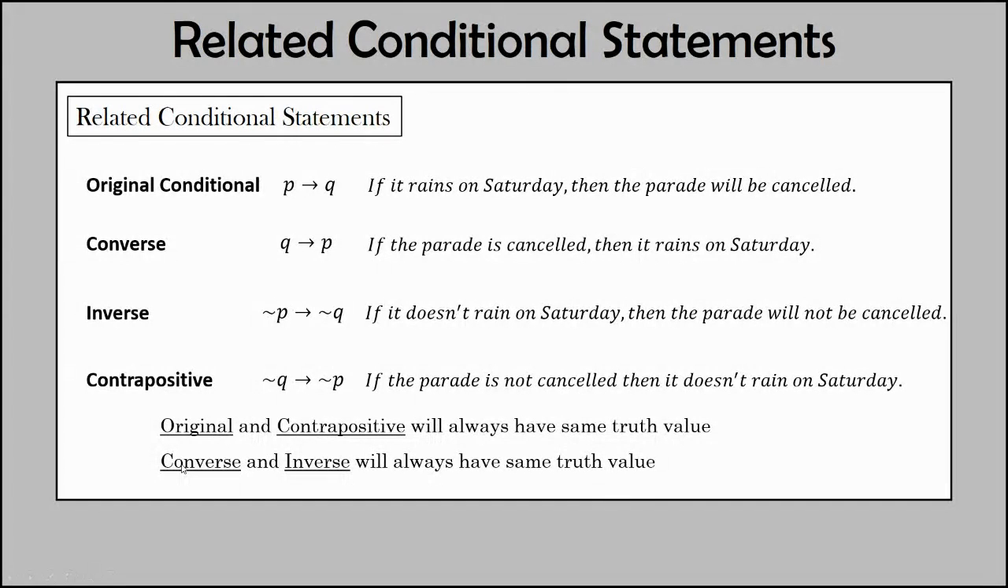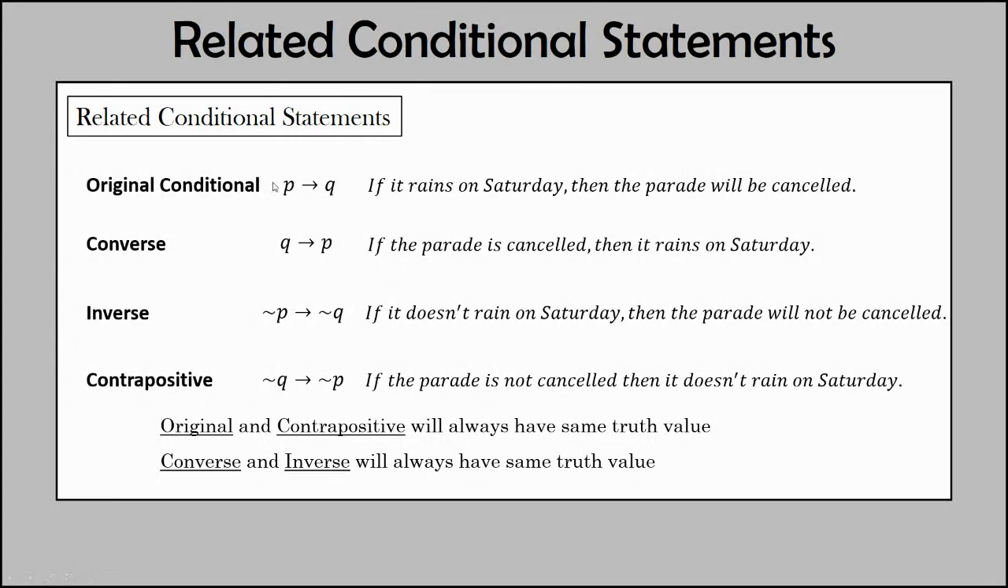The converse and inverse are always going to have the same truth value. If the parade is canceled, then it rains on Saturday. Well, we said there's other reasons they could cancel the parade. In the inverse, if it doesn't rain Saturday, then the parade will not be canceled. Well, we already said that there's other reasons they could cancel it other than the rain. So the converse and inverse are going to have the same truth value. The original and the contrapositive are going to have the same truth value.